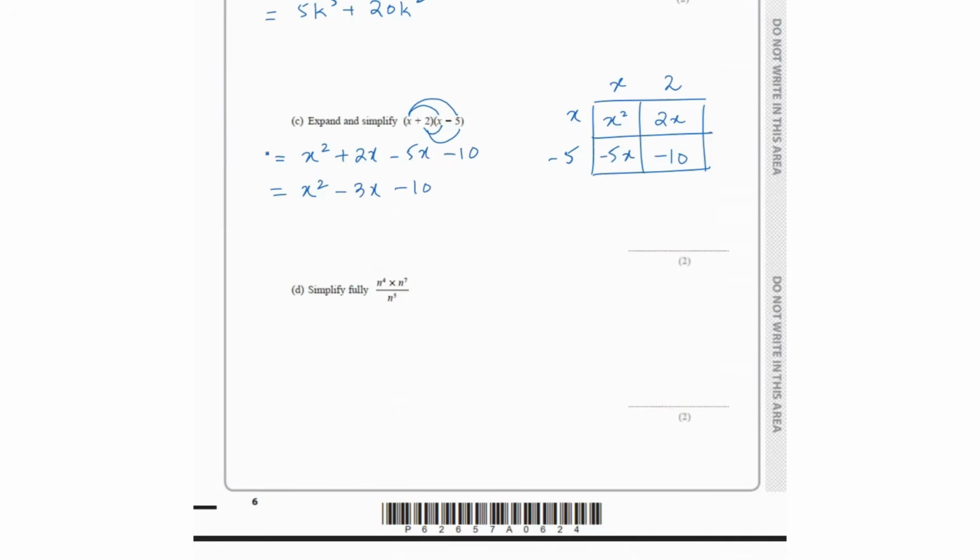Remember, expanding is you opening the brackets. Simplifying is collecting the like terms. Not taking a common factor, just collecting the like terms.